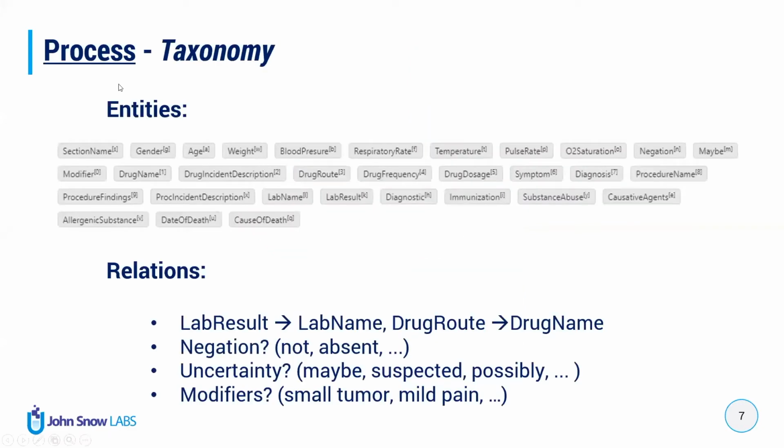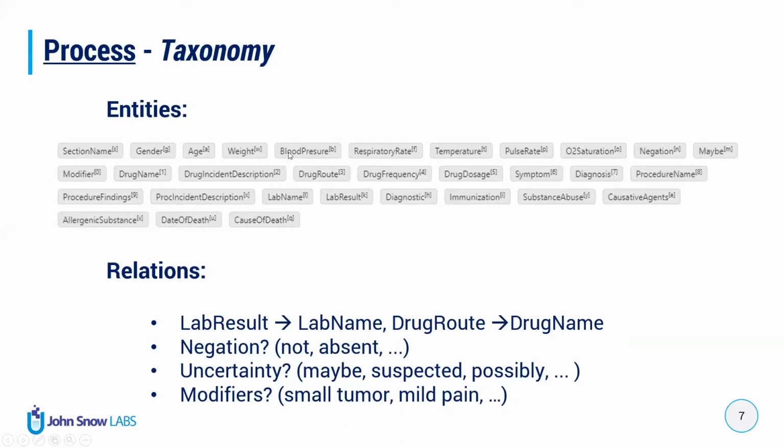So this is an example of a taxonomy. In the taxonomy, we have a list of entities or labels that are of interest for the documents that we are currently analyzing and processing. And then we have a list of relations. The relations are between two different entities or labels. And we have some special types of relations such as negation, uncertainty, and also modifiers, which are special attributes that can be linked to entities.